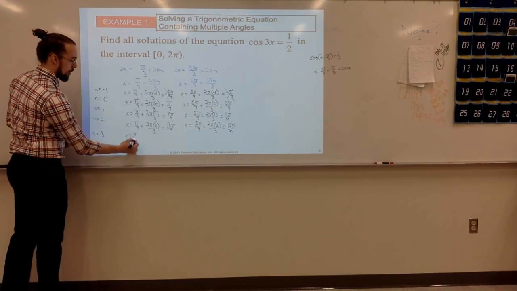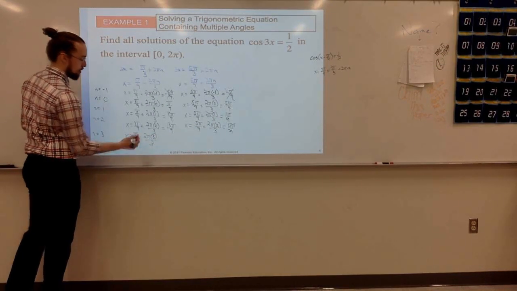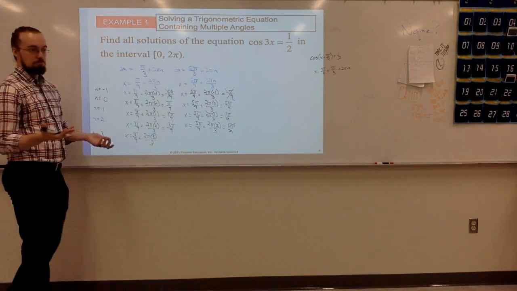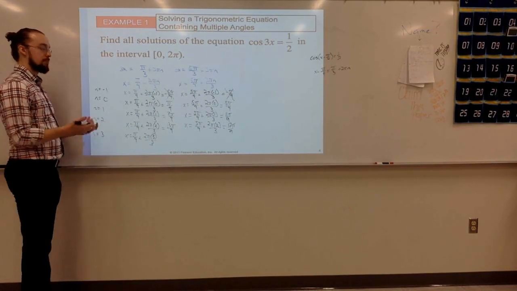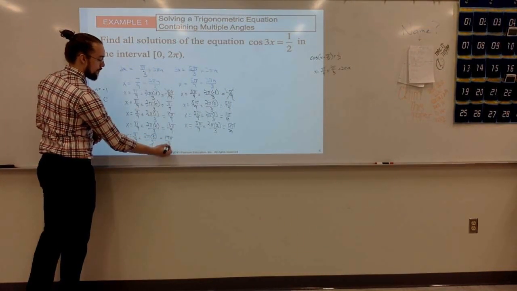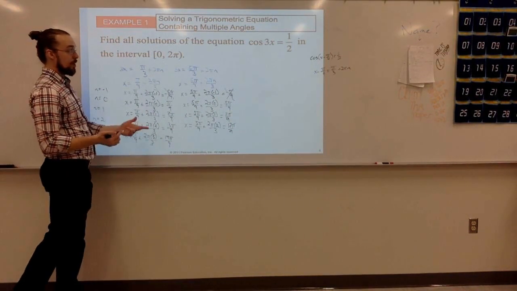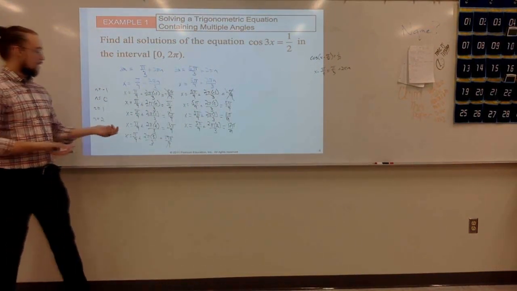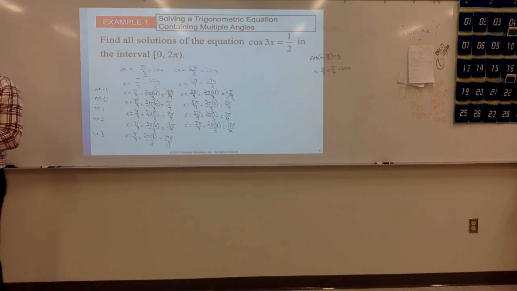So pi over 9 plus 2 pi times 3 over 3. So 6 pi over 3 is 2 pi, right? So if I take pi over 9 plus 18 pi over 9, that's going to be 19 pi over 9, and that is outside of my range finally, right? Because we said 18 pi over 9 is 2 pi. Obviously then, if we take 5 pi over 9 plus 2 pi, that will also be outside the range.